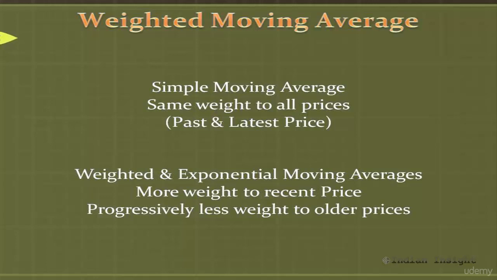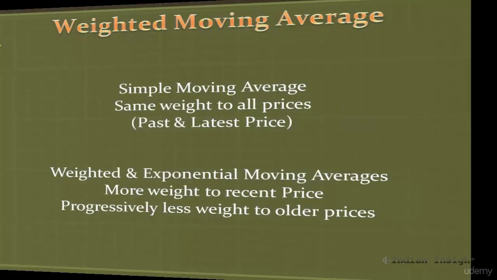In order to overcome this shortcoming of simple moving average, other types of moving averages give more weight to the more recent information and progressively lower weight to older information. This ensures that in case of weighted moving averages and exponential moving averages, the averages reverse direction faster as compared to the simple moving average. Let's look at how weighted moving average achieves this.